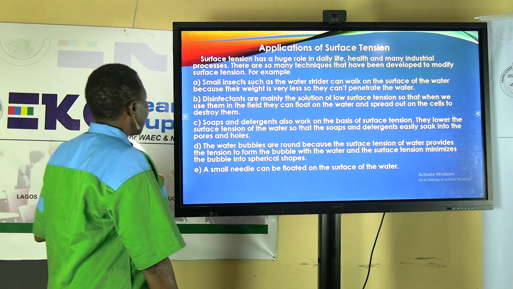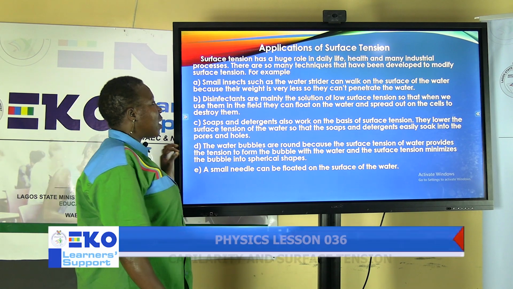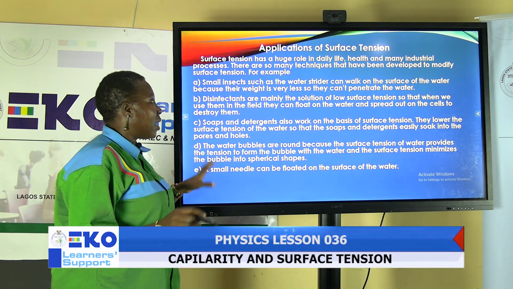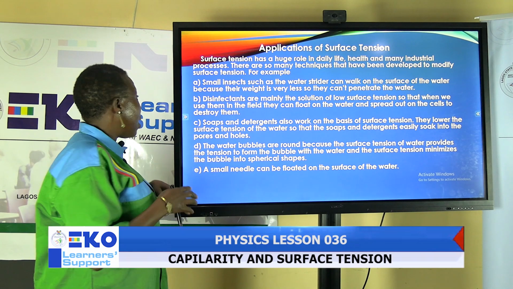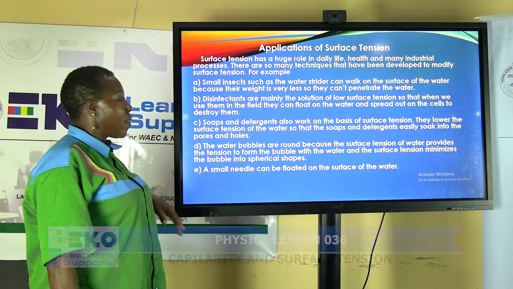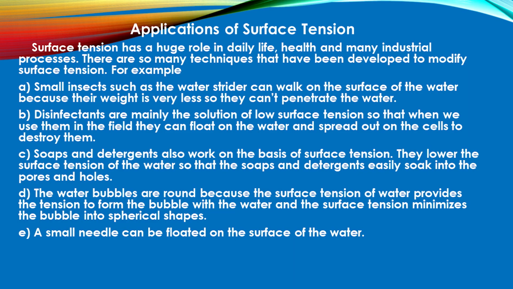Application of surface tension. Surface tension has a huge role in our daily lives, either in health or other industrial processes. There are so many techniques that have been developed to modify surface tension. Some of the examples are why small insects such as the water strider can walk on the surface of the water: because their weight is very less, so they can't penetrate the water.